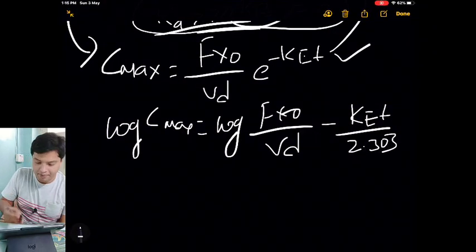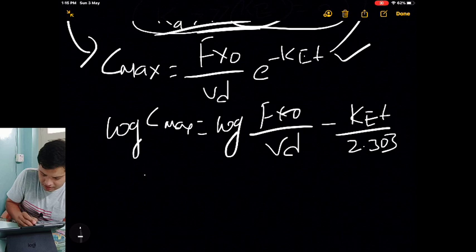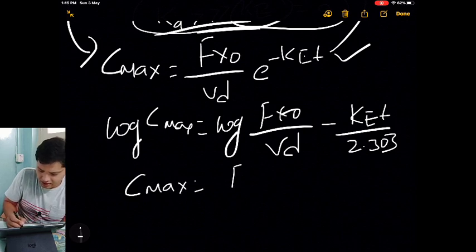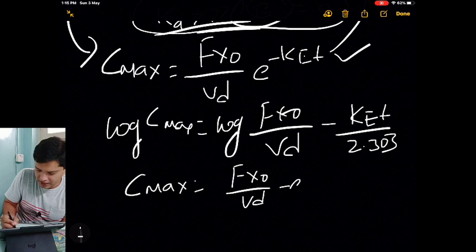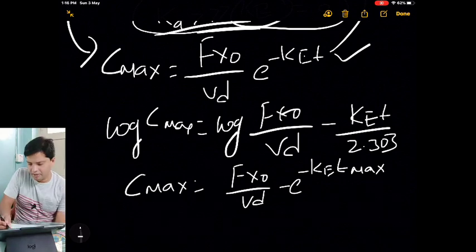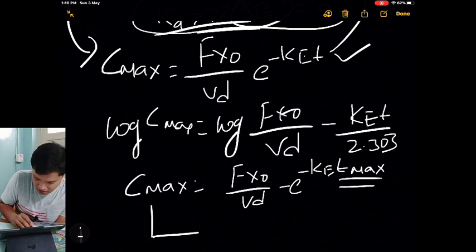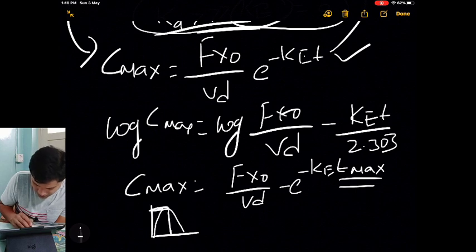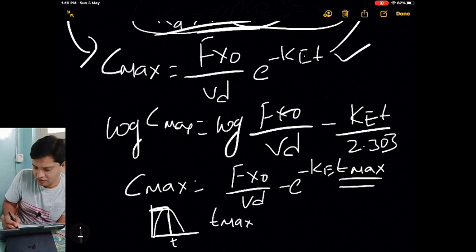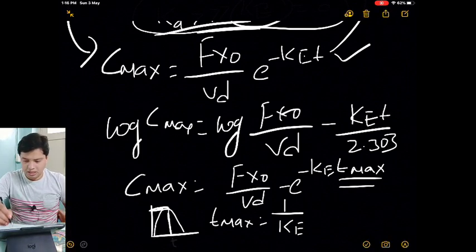Now what happens, instead of taking the log, we again derive the same equation. I will write the same equation: C max is equal to fraction X naught by Vd into e to the power minus Ket. Whatever the T is there, that is T max. We have C max here, so we have T max here. Now it is assumed that at the maximum concentration, it was found that T max is equal to 1 by K, the time to reach the maximum concentration.